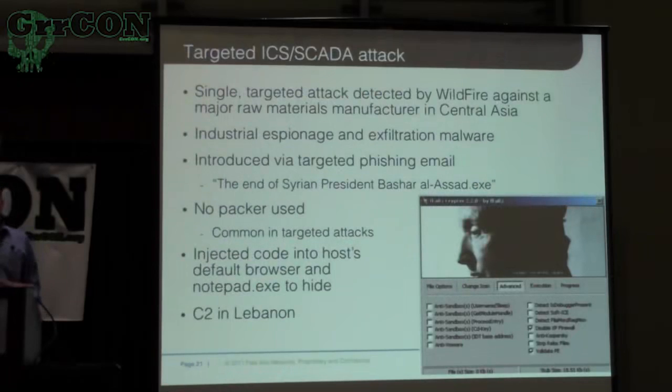So transitioning from those examples to something that we found recently at a particular network, this was a major raw materials manufacturer in Central Asia. We found a pretty sophisticated industrial espionage and exfiltration sample of malware. It was a spear phishing email made to look like someone that the victim knows very well. The attachment was very relevant to the time frame that this was discovered. It was named the end of Syrian President Bashar al-Assad, which is basically at the exact same time all the Syria stuff was exploding.